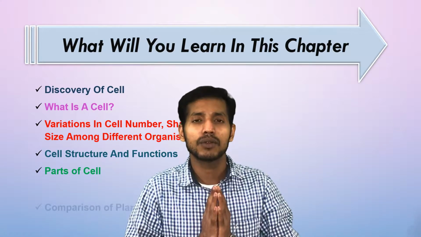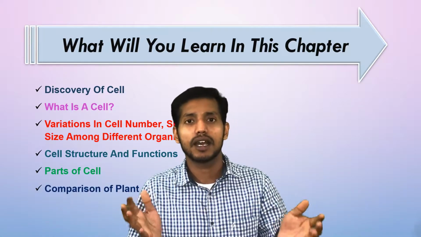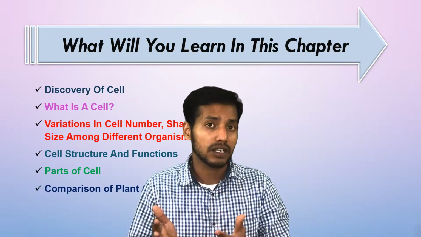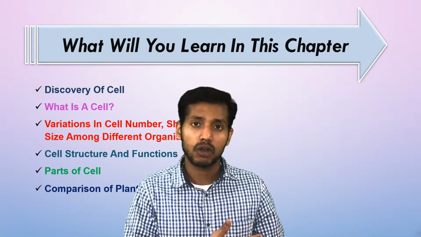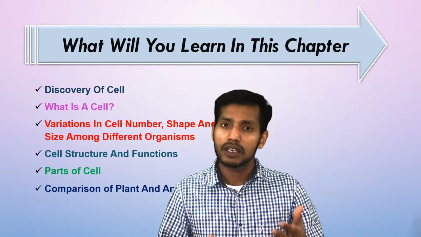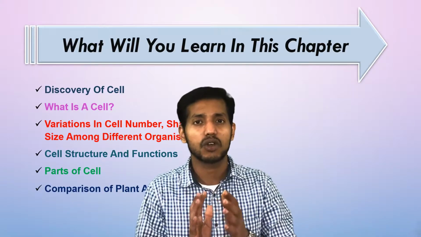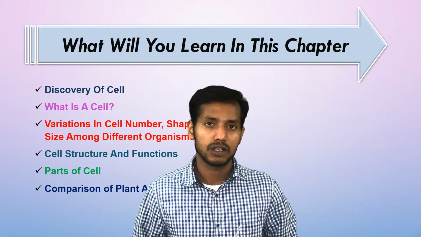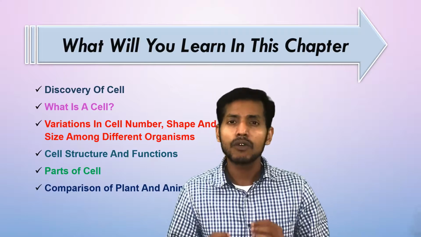And finally, we will compare the plant cell and animal cells, because animals are heterotrophs and plants are autotrophs. So there will be a significant difference between the cells of animals and the plant cells. So let's start with the discovery of cell.